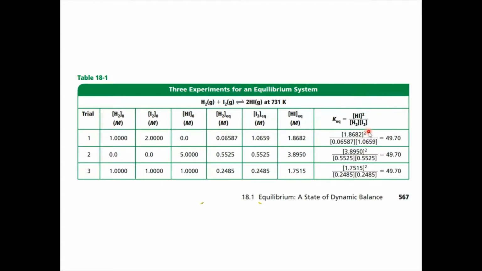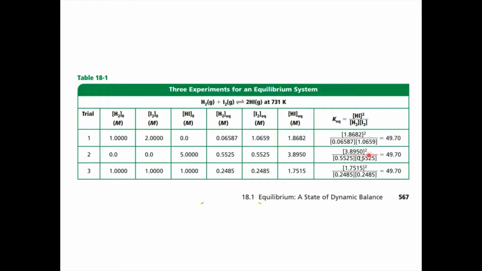One thing they had in common was this. If you took the concentration of HI for each experiment and squared it, divided by the concentration of H2 times the concentration of I2, you got the same ratio of HI squared to H2 times I2. If you took HI, plugged it in, squared it, and divided by H2 times I2, right here and right here, you got 49.70.